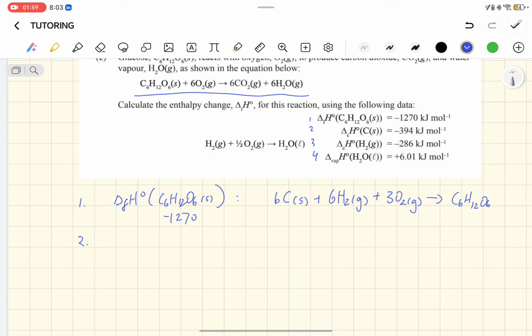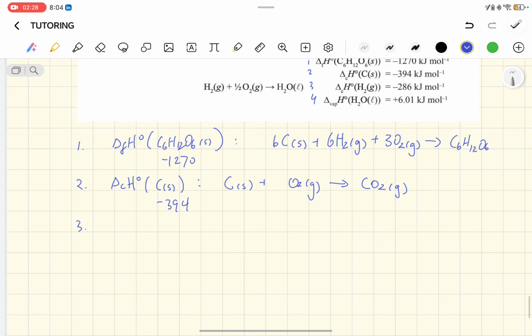Look at number 2. We have combustion. The enthalpy of combustion for solid carbon, which is C solid plus O2 gas, and this goes to CO2 gas, which has an enthalpy change of -394.